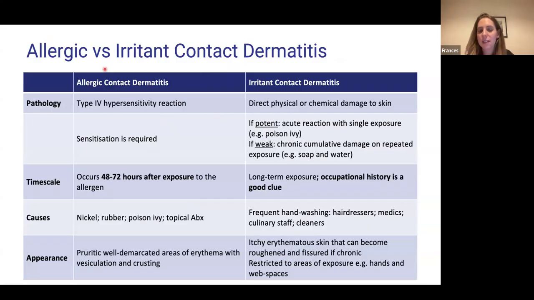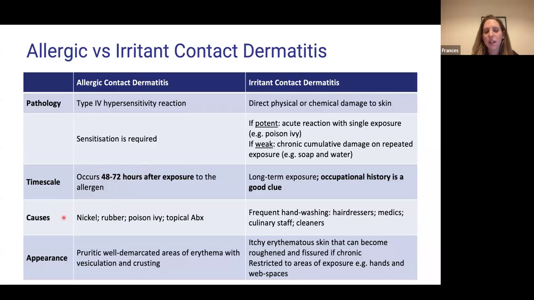allergic contact dermatitis is exactly what it says. So it's literally an allergy. It's a type 4 hypersensitivity reaction. And that means that you need some type of sensitizing event. So you'll come into contact with whatever that thing is that you're allergic to once, and then the next time you come into contact with it, you develop a hypersensitivity reaction. And after you've been sensitized, it will take around 48 to 72 hours to basically develop that rash.